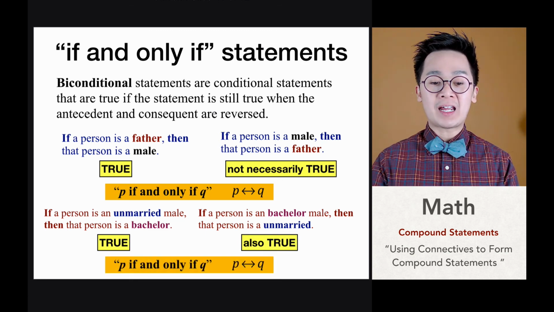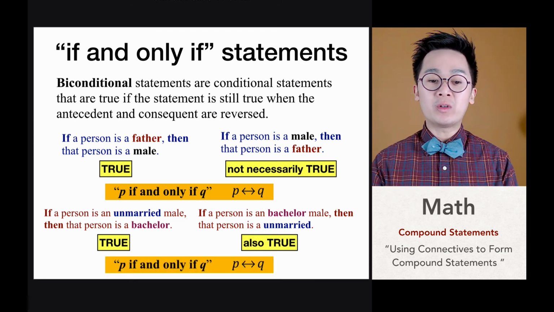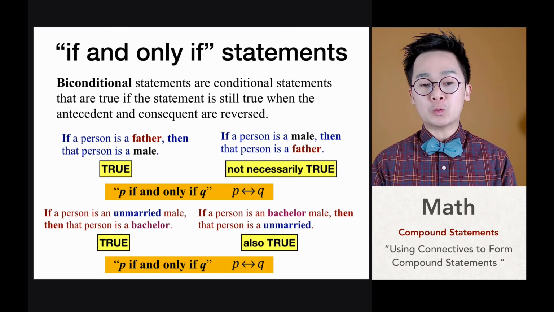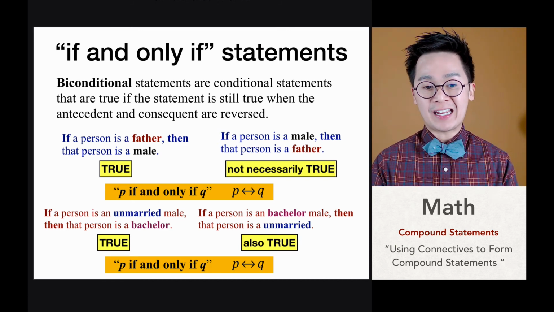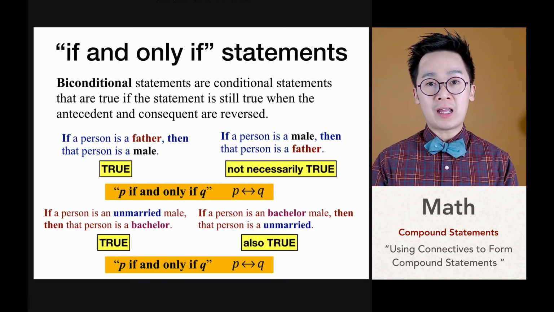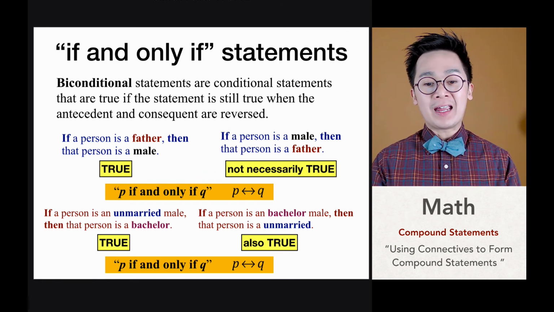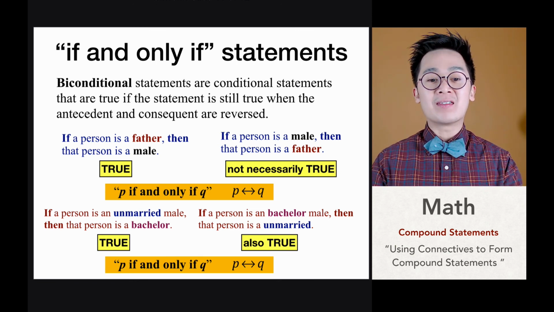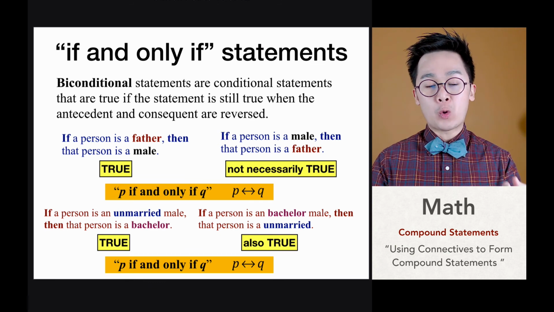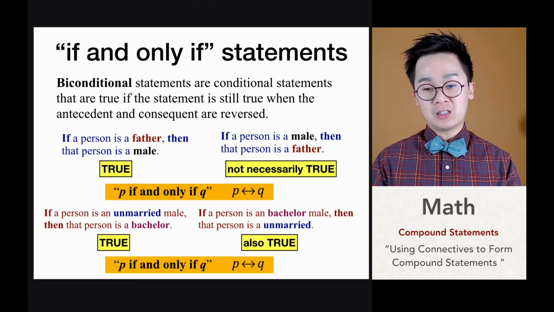Therefore, we can say that P if and only if Q can be used as a compound statement for this biconditional statement. This is how we use the if and only if statement in our compound statement. If you can reverse your antecedent and your consequent, and the statement still holds true, or somehow still holds true, then this is going to be a biconditional statement.